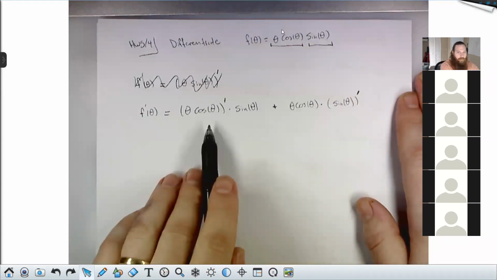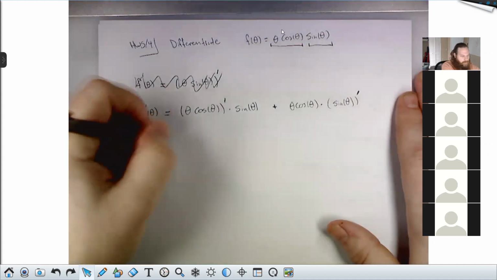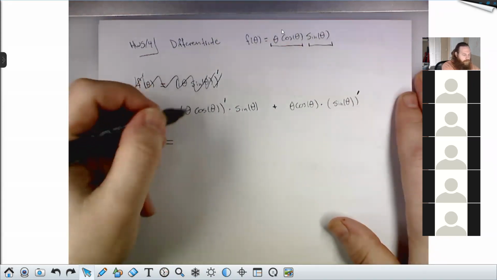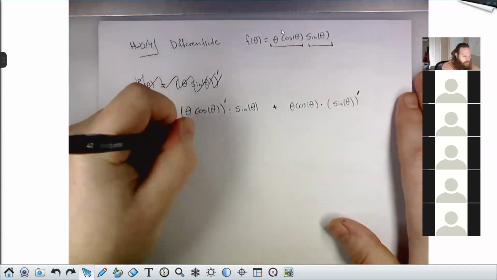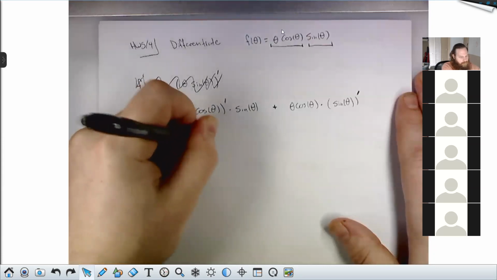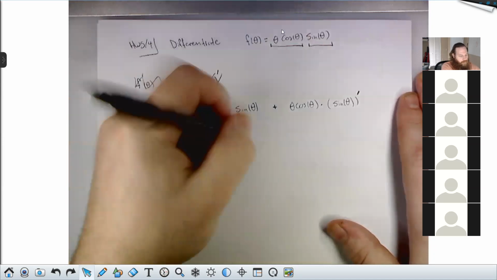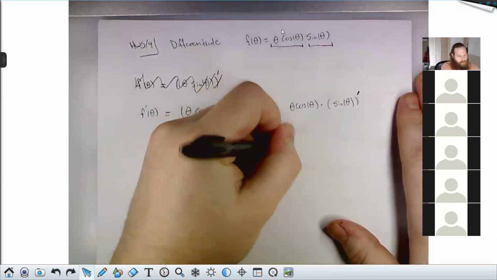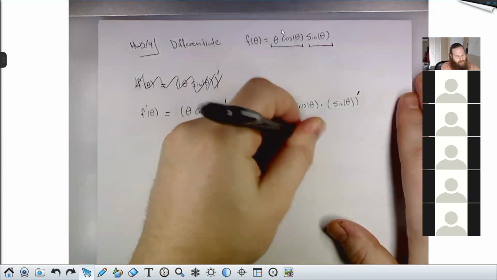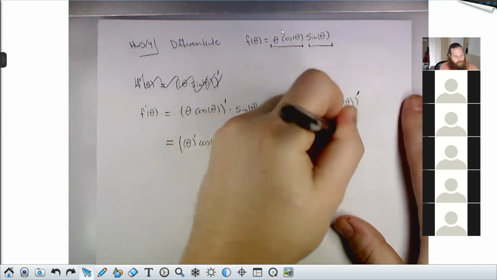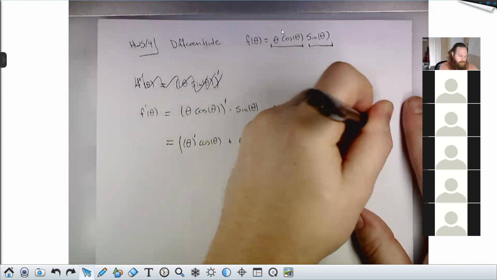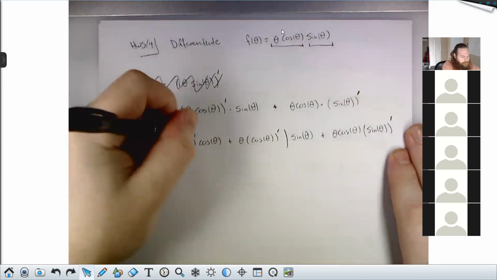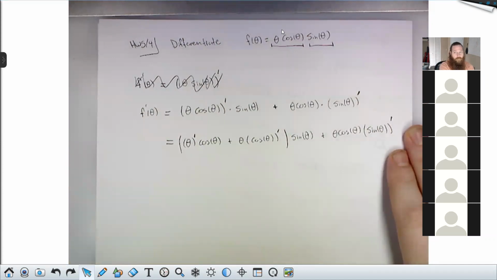This piece is easy. This piece, though, requires another product rule. Because there are three functions multiplying here, we have to use the product rule twice. There's no getting away from that. If I want to differentiate theta cos theta, I have to differentiate theta and leave cos theta alone, and then add that to what I get when I leave theta alone and differentiate cos theta. Now all of that is still being multiplied by this sine theta. And then I still have these two other pieces here. I've got my theta cos theta times sine of theta prime. So this is what we get when we write everything out in the prime notation. So this requires two product rules.